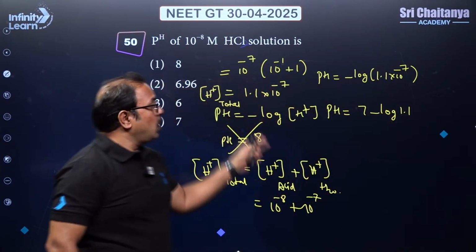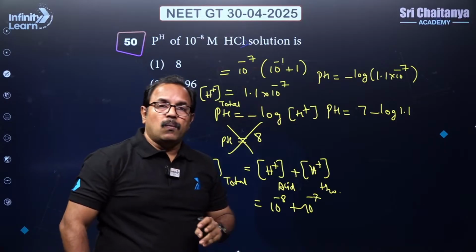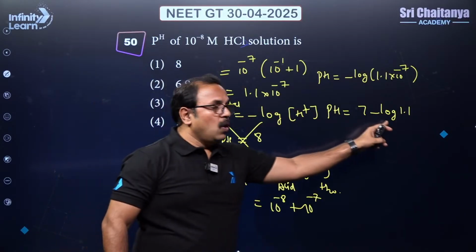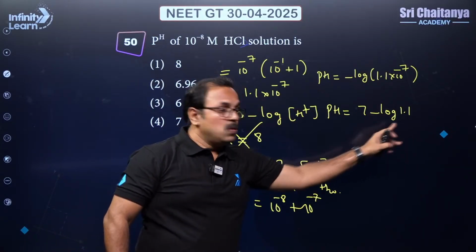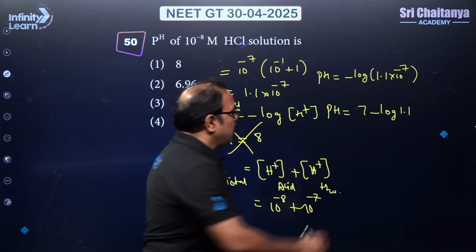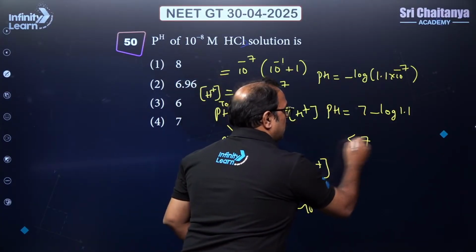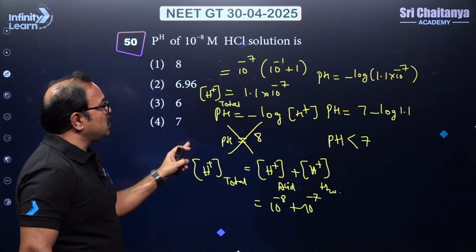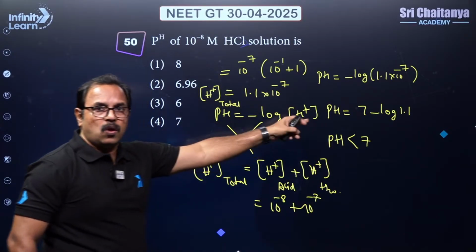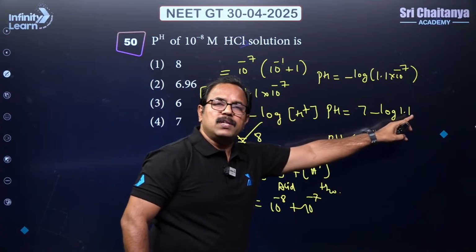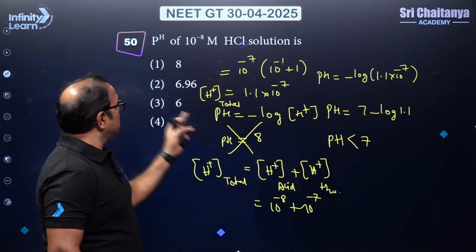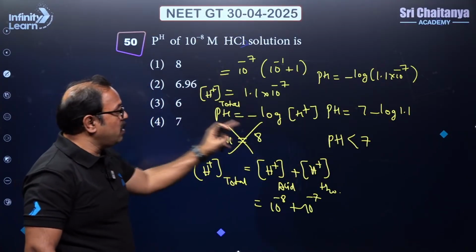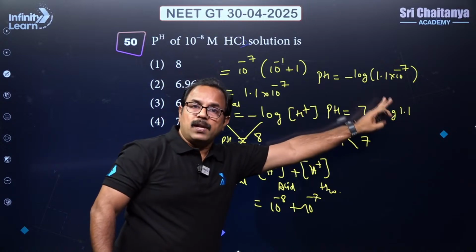Even if the value of log 1.1 is not given, the smart way of thinking is that log 1.1 is some value. So some value deducted from 7 will be less than 7. That is the importance you have to understand. Among these options, it will be slightly less than 7, because log 1 is 0 and log 1.1 is a very slight value. So it could be 6 point something also, but the point is log 1.1 will be a very small value.